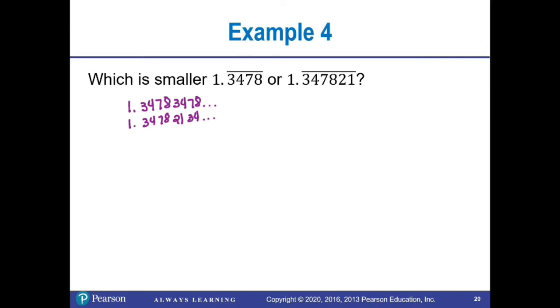We start with the ones place, it's the same. The tenths place is the same. The hundredths place is the same. The thousandths place is the same. The 10,000ths place has an 8 in it, and then I get to the 100,000ths place. 2 is smaller than the 3. That tells me that 1.347821 repeating is the smaller number.